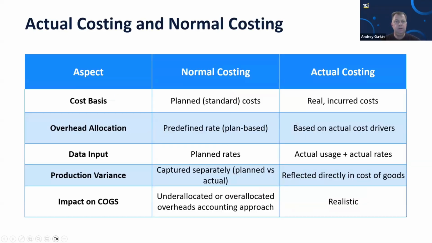Let's talk about the differences between those methods, and let's slice it into different areas. Through the cost basis perspective, of course, I think it's obvious that in normal costing, we're using planned or standard costs first of all, and then we have those differences, over or under allocated. In actual costing, we are operating only with the real cost. Overheads allocation: predefined rates or plan-based in normal costing; in actual costing, based on actual cost drivers.